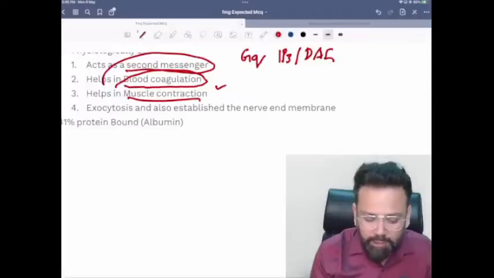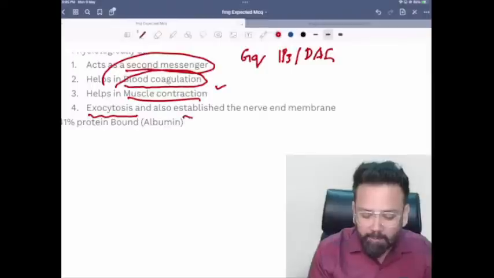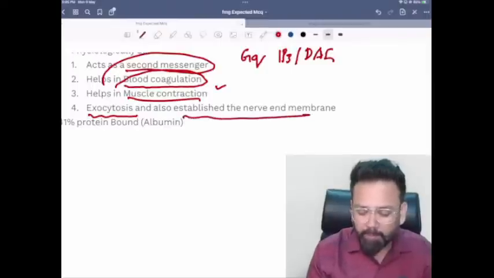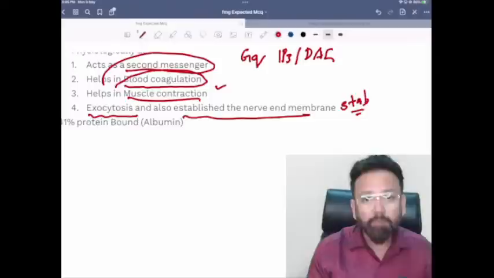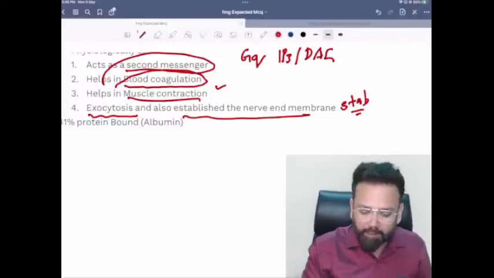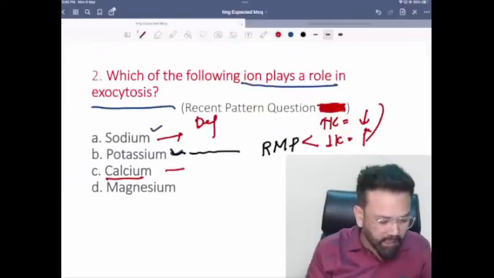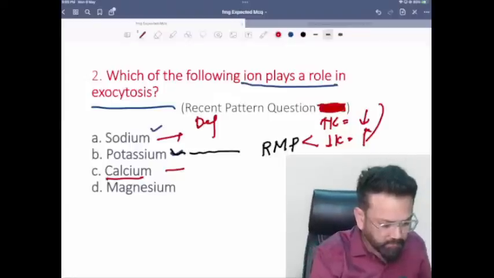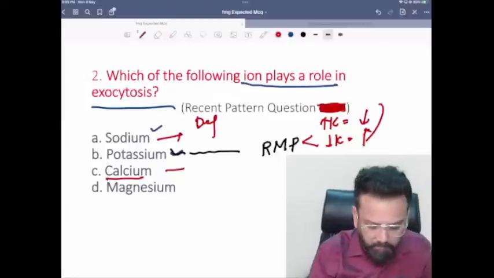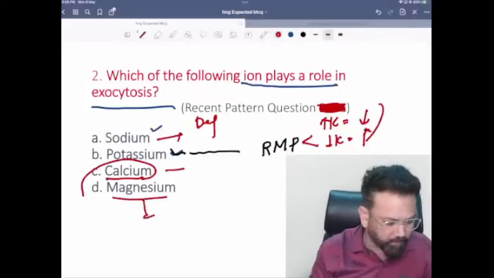And the fourth, it is important for exocytosis, and it also establishes nerve and membrane stability. It is responsible for the stability of the nerve and the membrane. So, which of the following ions plays a role in exocytosis? The answer is calcium.